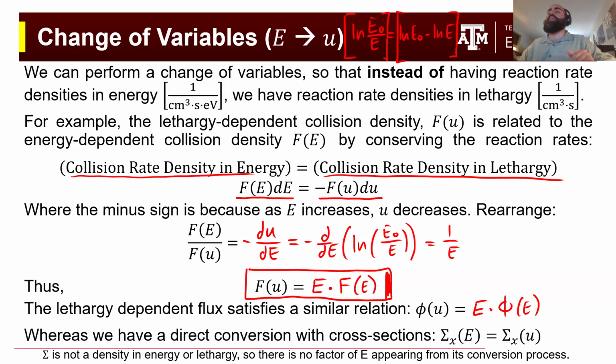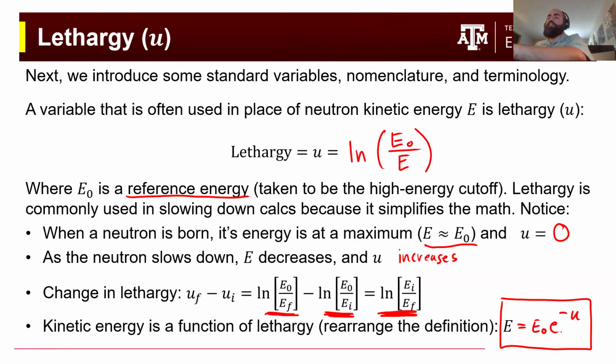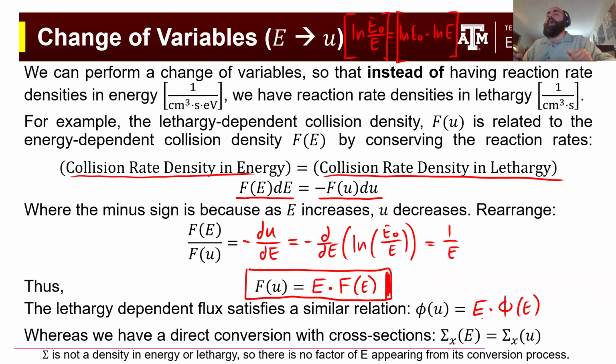You can basically just directly convert the energy to lethargy. If I just use the definition of lethargy, then for every energy E, I get my corresponding lethargy using this equation, and then I can map these cross sections one to one. If I knew what my cross section was at a given energy, then I know that my cross section is going to have the same value at the lethargy that corresponds to that energy.